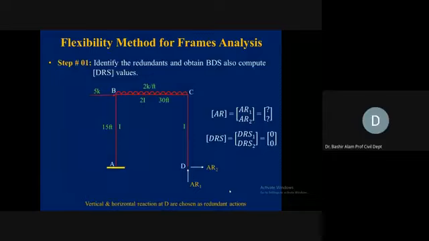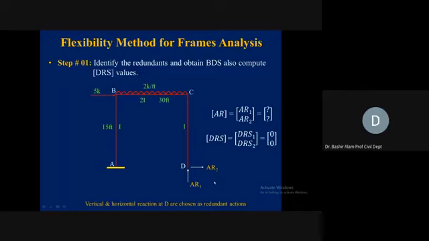Now at D we are assuming AR1 as the upward reaction as our redundant action and then AR2 rightward. Again, remember you have the choice to reverse these directions. But here I'm assuming these initially, so these are arbitrary directions. Vertical reaction at D and horizontal reaction at D. Upward and rightward, I'm assuming as my positive direction. What will happen if these directions are not right? I'll get a negative value and I can reverse the directions then.